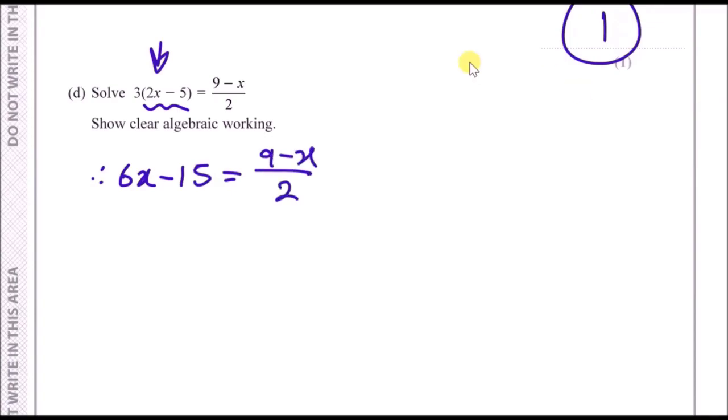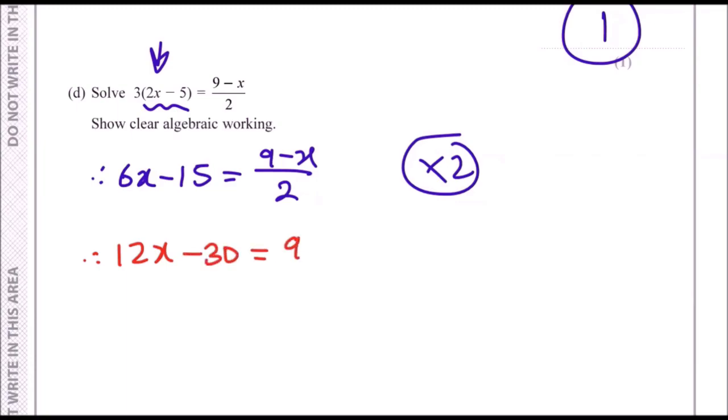And from here, what we should do next is clear the fraction. And when we say clear the fraction, you should try and get rid of the 2. And the opposite of getting rid of this is by multiplying the whole thing by 2. So that clears automatically. When you do that, this is going to go, and now we're going to get 12x minus 30 equals 9 minus x. And that's it. So the fraction is cleared.